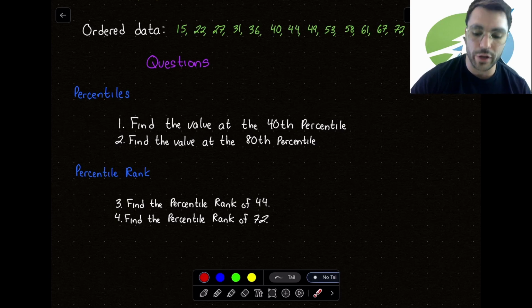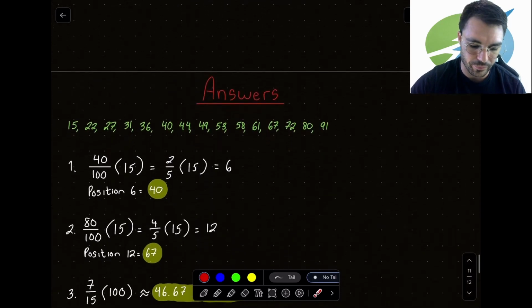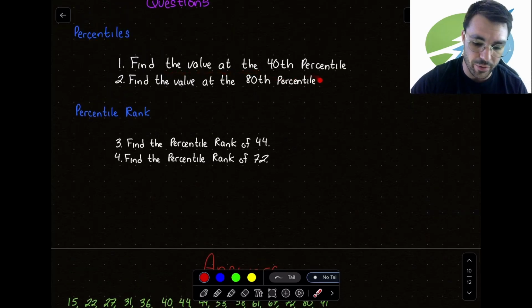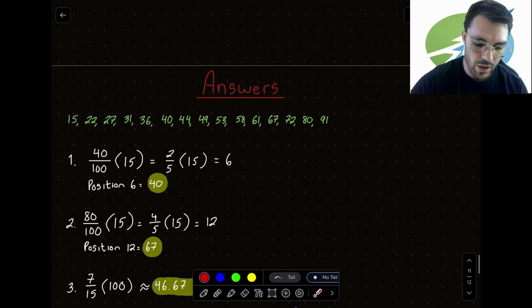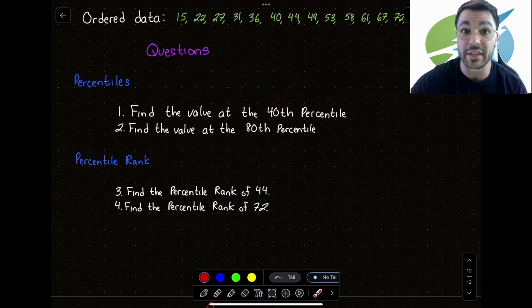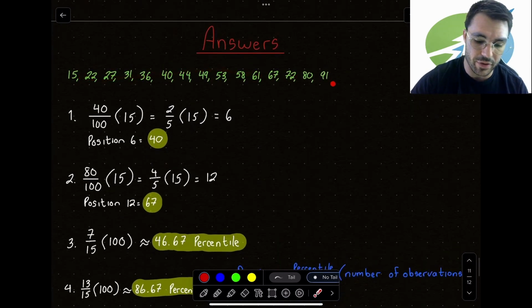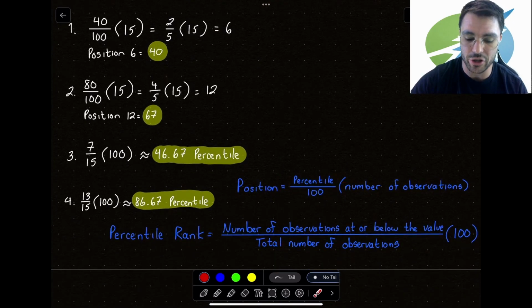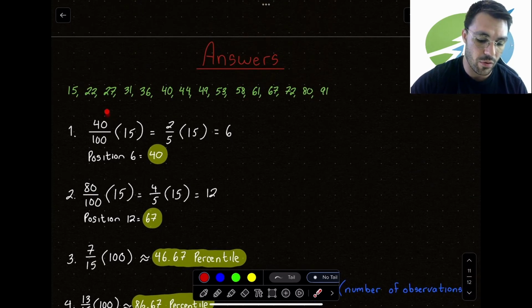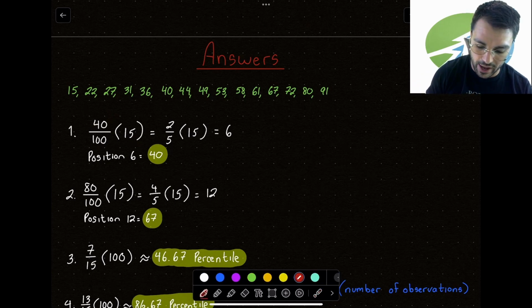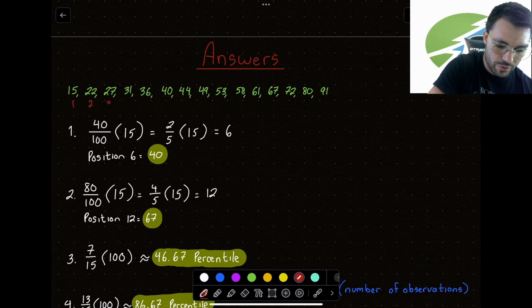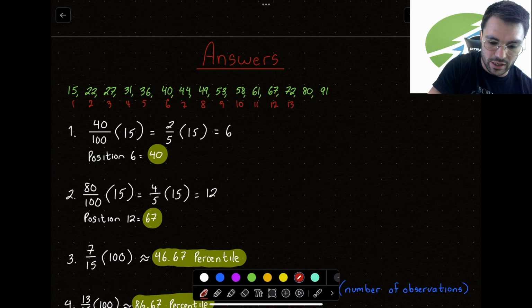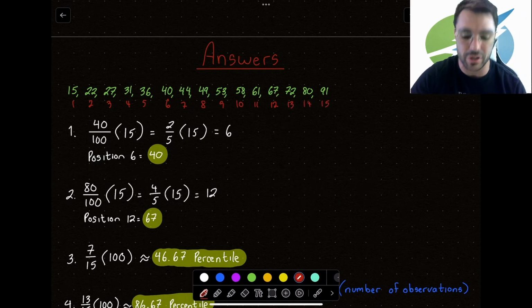All right, hopefully you did that. Let's take a look at the solutions. So the first question, find the value at the 90th percentile. Okay, so, I'm sorry, at the 40th percentile, my mistake. Here I gave the data. I rewrote the equations again down here just so we can have them as a reminder, but we do the 40th percentile divided by 100. We multiply by 15 because if we count here, we have 1, 2, 3, 4, 5, 6, 7, 8, 9, 10, 11, 12, 13, 14, and 15 observations in our data set.